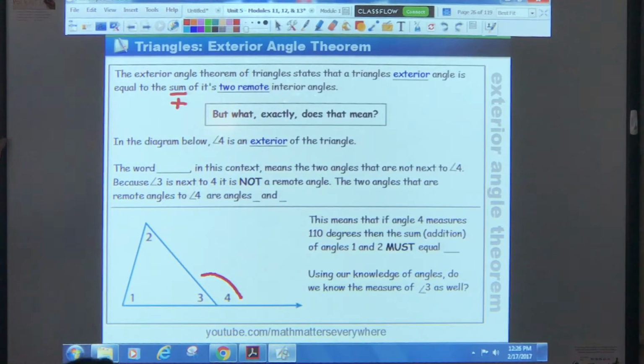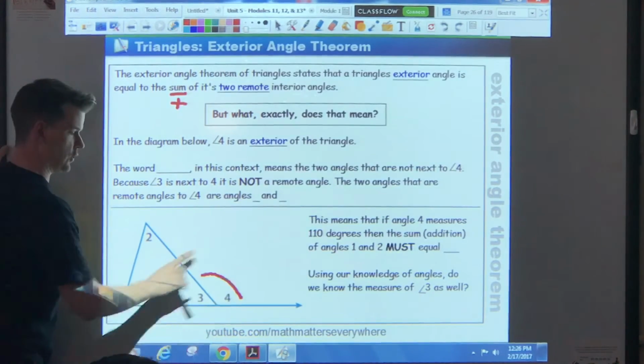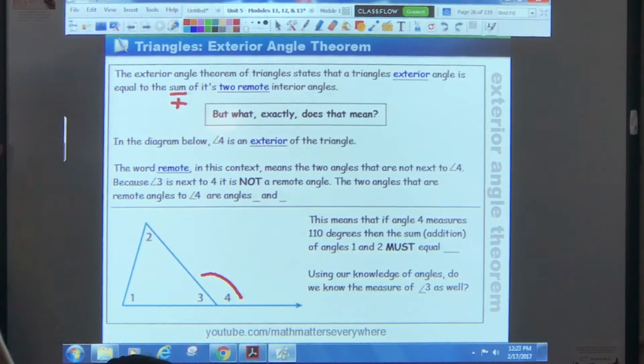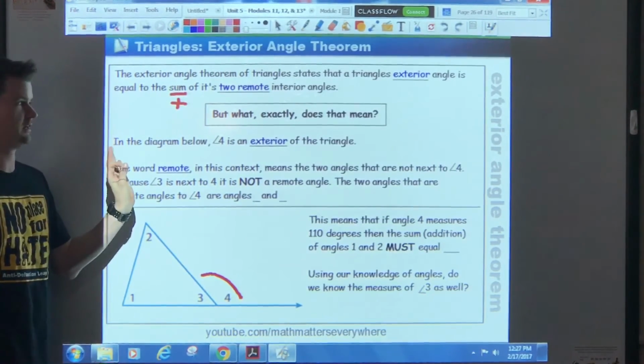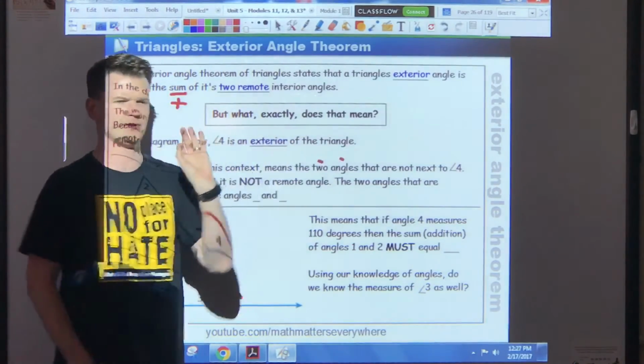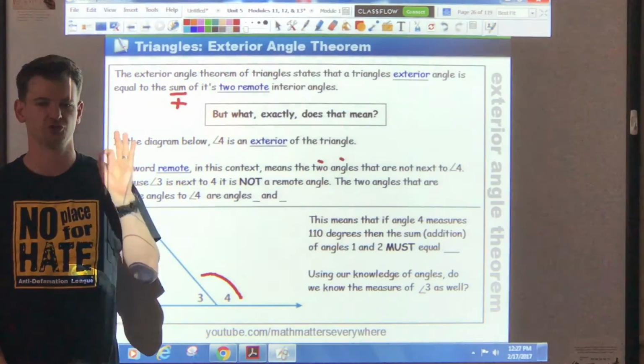So we're there so far, right? We're talking about the exterior angle. We're dealing with this right here. The word remote in this context, and I hope you pay attention, because if you get it right now, you're good. If you mess it up right now, it ain't gonna be pretty. The word remote in the context of two remote interior angles means the two angles. How many angles in a triangle? There's 3.